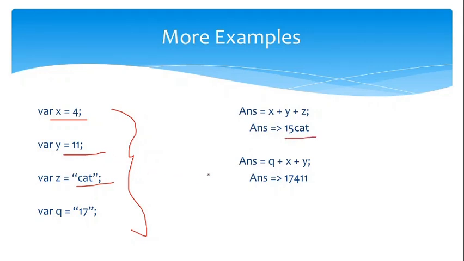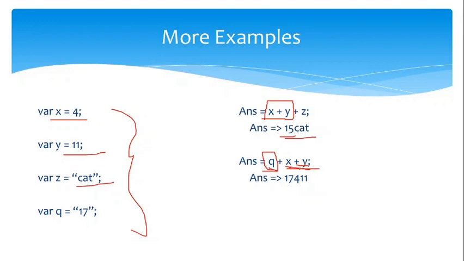Okay, in the same way, the next example is q, x and y. Here q is a string. First you are getting the string, so the rest, x plus y, which are numbers, will also be considered as string. Earlier we got the numbers at the start, because of that we did the addition, but here we are getting them after the string.